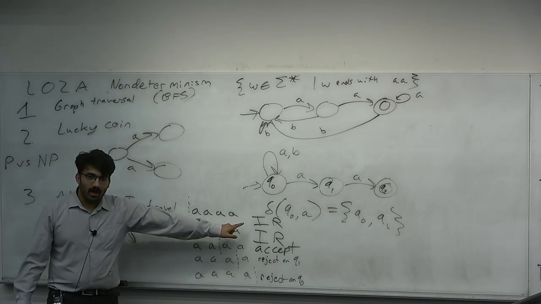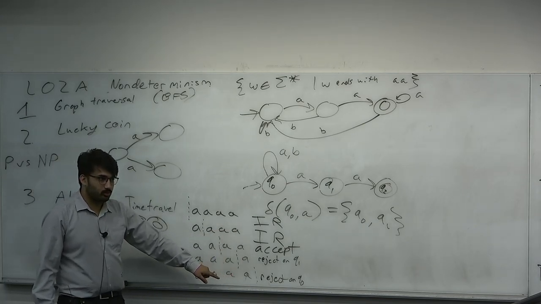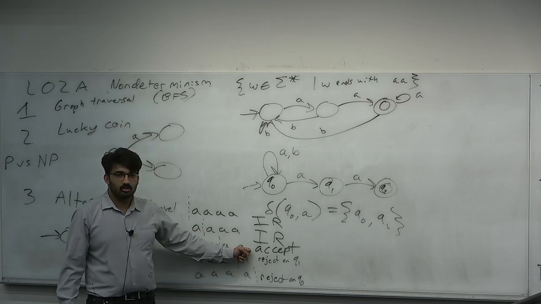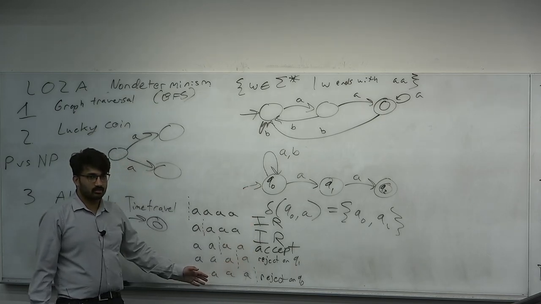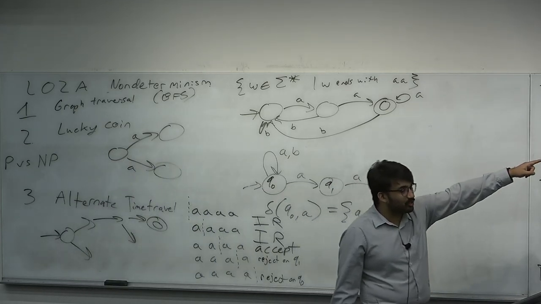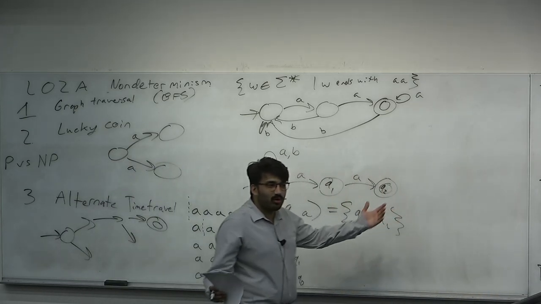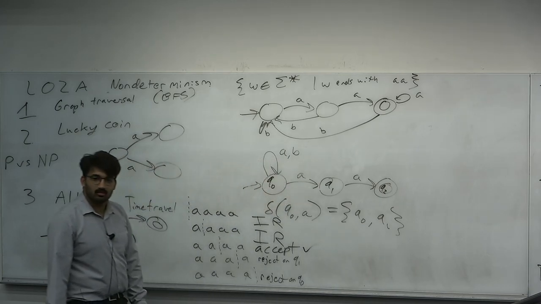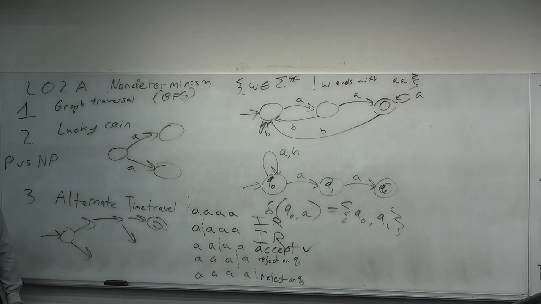But look, five computation paths on this one word, on this one NFA. Four of them reject, one accepts. So does this NFA accept the word or not? It accepts. We define an NFA to accept a string if there exists a computation path. As long as one of them accepts, we're good. So because this computation path accepts, this NFA accepts the word. Any questions on this example of an NFA?